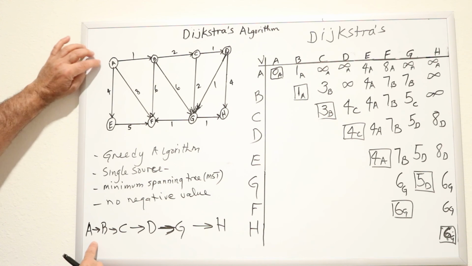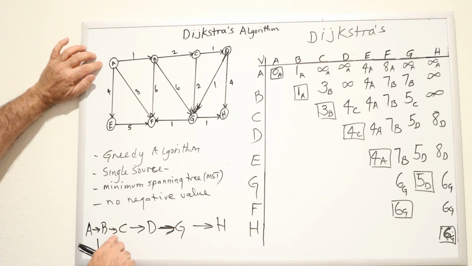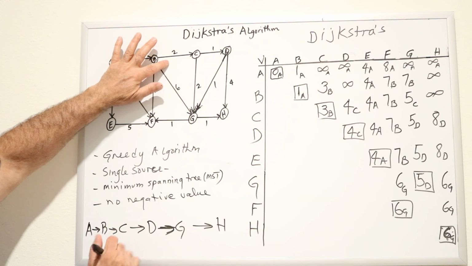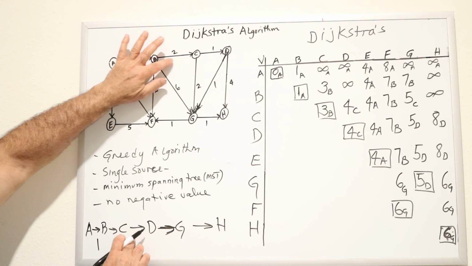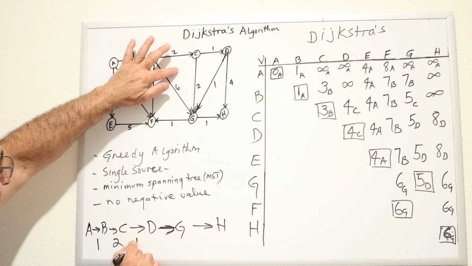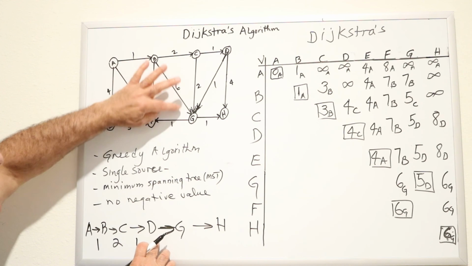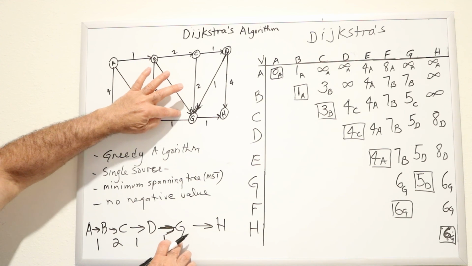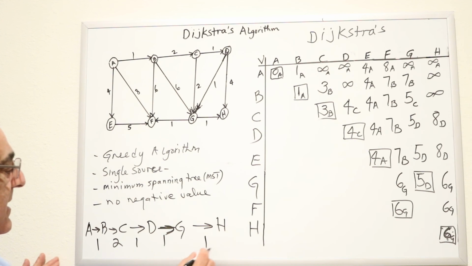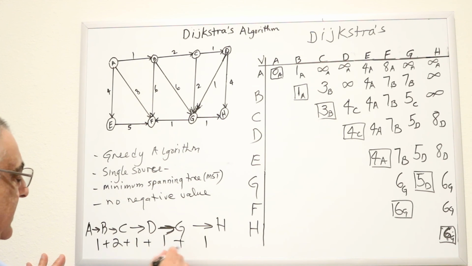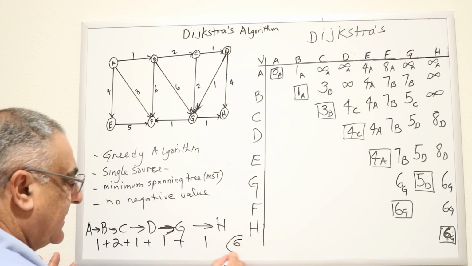So what's A to B? It's 1. What is B to C? That's a 2. C to D, that's a 1. D to G, that's a 1. G to H, that's a 1. So this would be 1 plus 2 plus 1 plus 1, 3, 4, 5, 6. So it's 6 units.